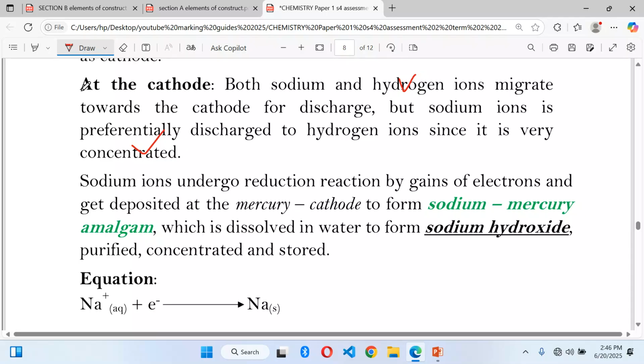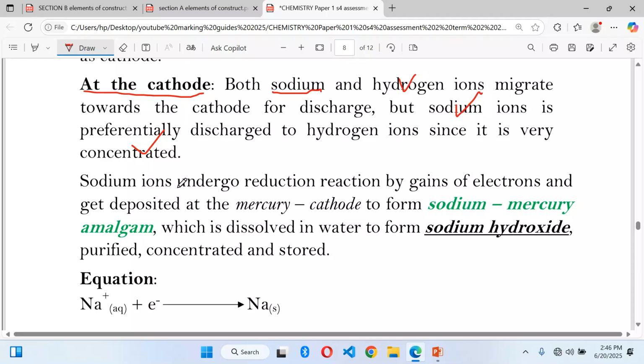Don't forget, the cathode is negatively charged. And you know the force of attraction. Positive will attract the negative, and negative will attract the what? The positive. So the cathode is attracting the positive ions. So we're saying that sodium ions and hydrogen ions all move towards the what? The cathode. But sodium ions are preferentially discharged to hydrogen ions because they are very concentrated.